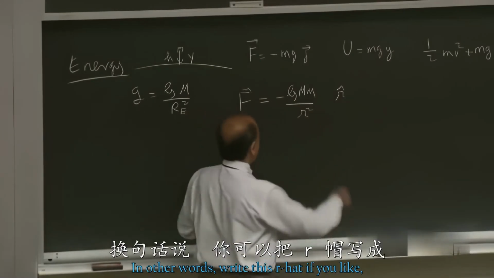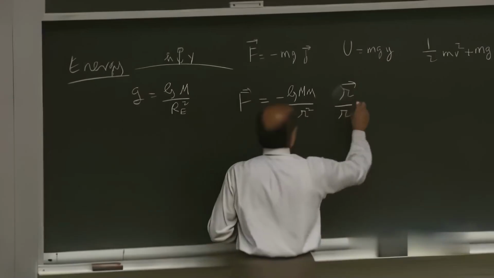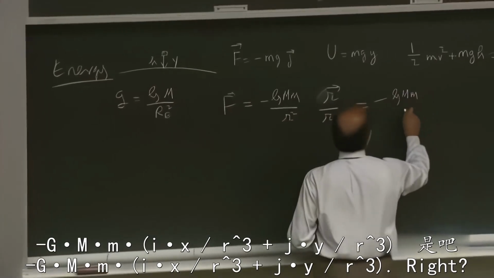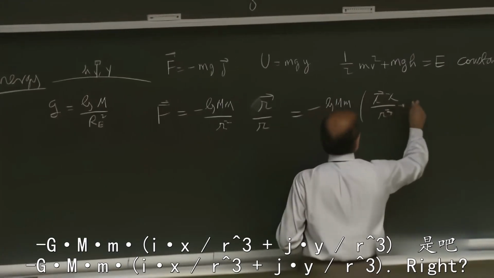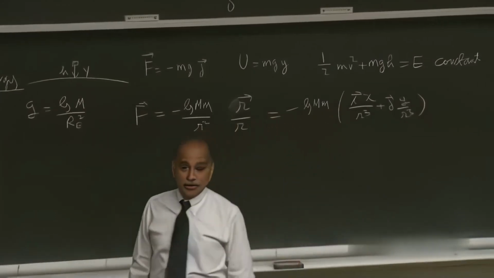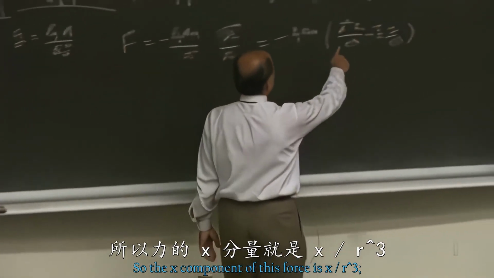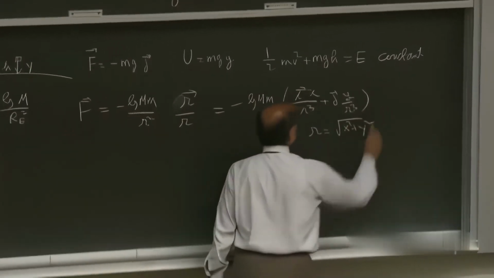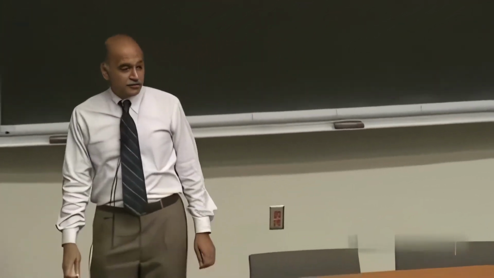I don't have time to do that. In other words, write this capital R hat, if you like, as R divided by one more R in the bottom. We don't care. And that can be written as minus G M m times i times x over r cubed plus j times y over r cubed. Right? I just wrote the vector r in terms of x and y. So the x component of this force is x over r cubed. The y is y over r cubed. r is just square root of x squared plus y squared. So maybe you can tell me, what should I do to check that this is a conservative force?